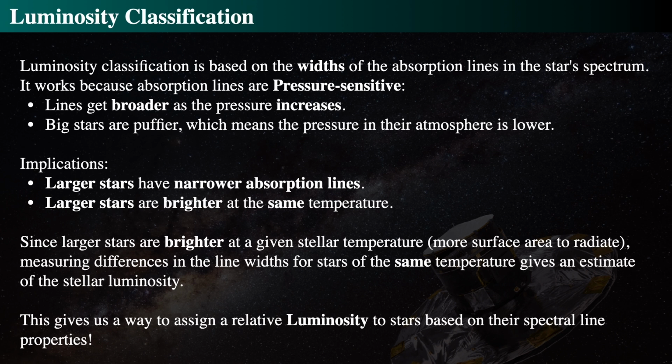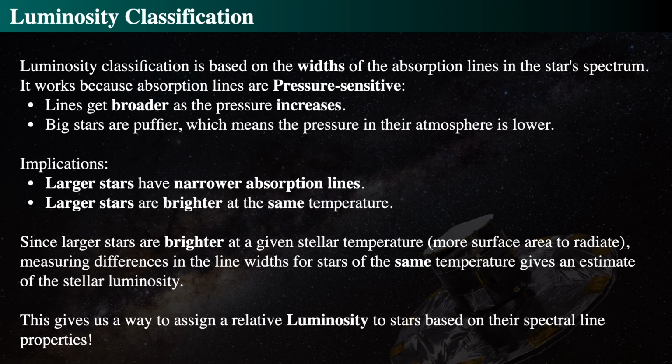Maybe it's hard to get a parallax on something, but we can always look at the spectrum. So there's a thing called luminosity classification. If we look at the widths of the absorption lines in a star spectrum, then they can actually determine how big the star is. The lines in a star's spectrum, those darker banded lines, become broader as the pressure increases.